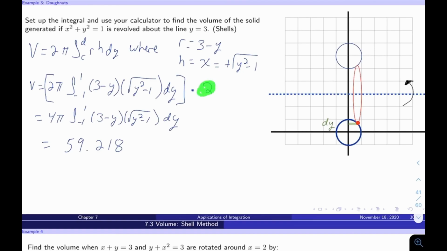And now I'm going to double it so that I get the volume of the whole donut, not just half the donut. You don't want half a donut. That's no good. So then figuring all that out, setting up and using your calculator, you get 59.218 is the volume.